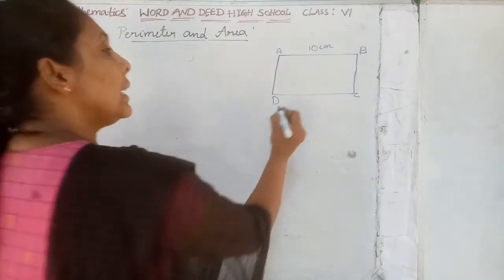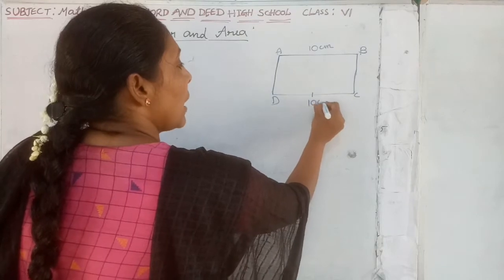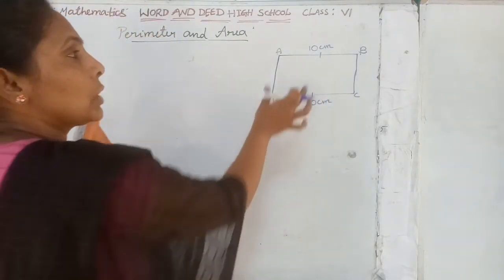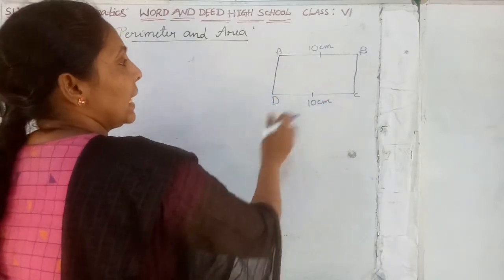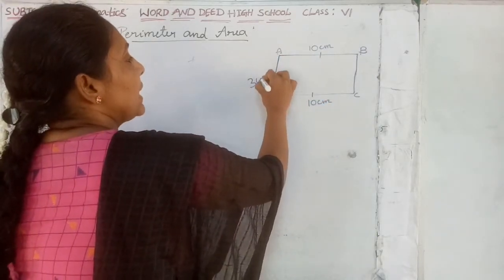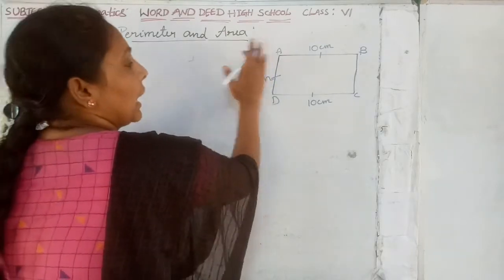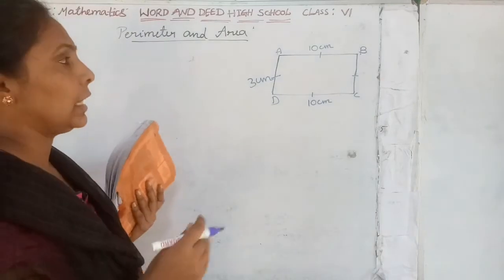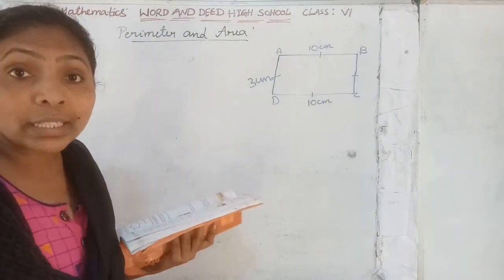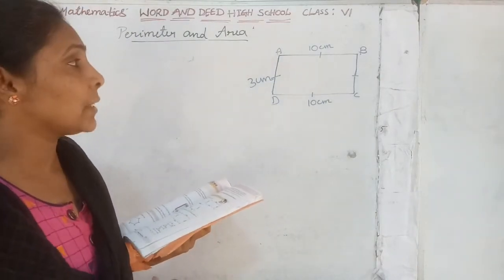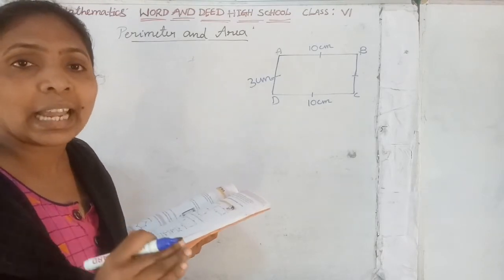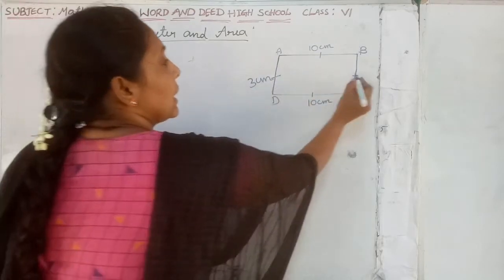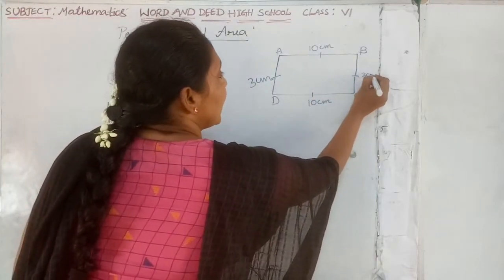CD also 10 centimeters only, because in rectangle opposite sides are equal. So AB is equal to CD. Suppose it is 3 centimeters. Here also AD opposite side we have BC. You know, children, in 5th class you learned what the opposite sides, adjacent sides, opposite angles and adjacent angles are. So this is 3 centimeters means it is also 3 centimeters only.